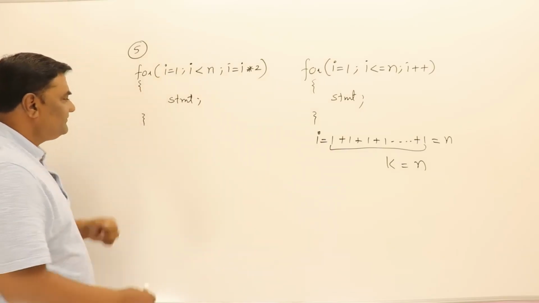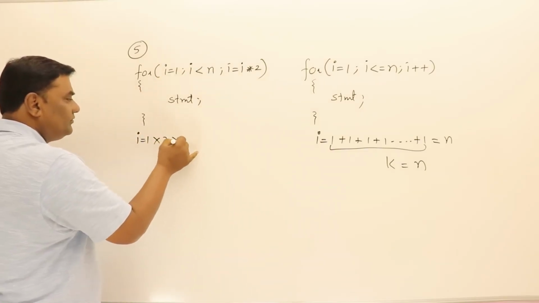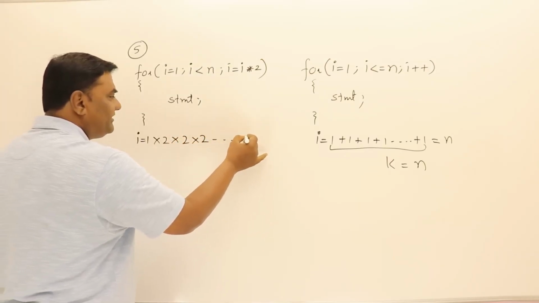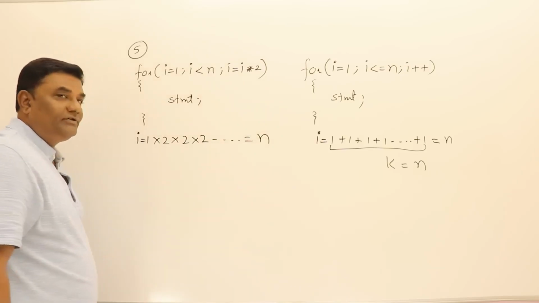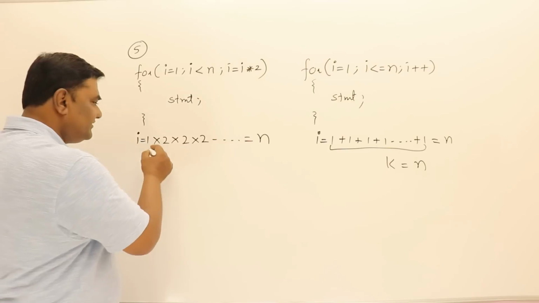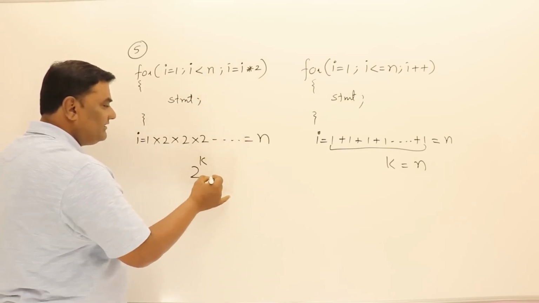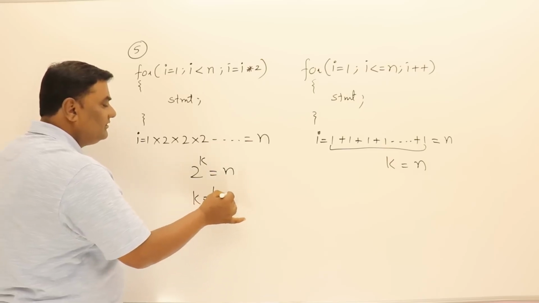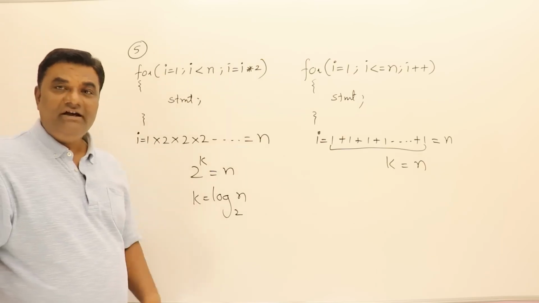Now let's take this one. I is initially 1, then next time into 2, then again into 2, then again into 2, up to some times. So finally it will stop when it becomes greater than or equal to n. How many times is this? Let us say k times. So what will be the result? This will be 2 power k, which will be equal to n. So k is how much? Log n base 2.